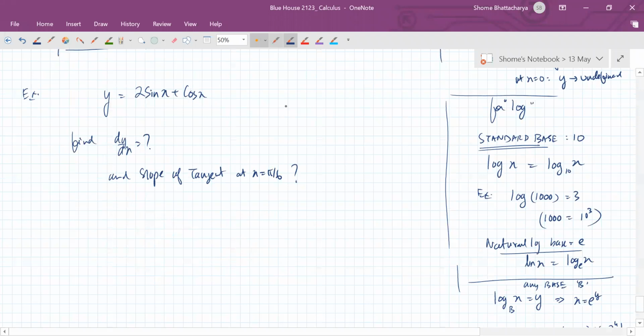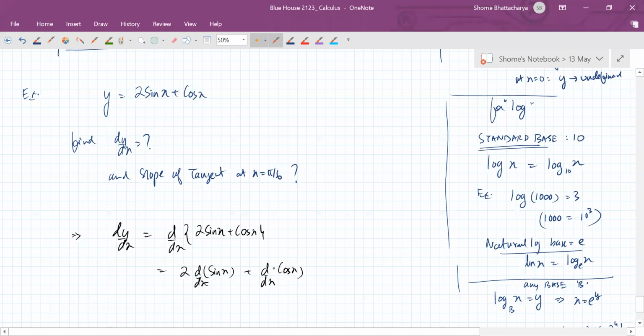So here, it will become the differentiation of 2 sin x plus cos x. For this, we'll use the same properties that we'd seen earlier for algebraic functions. Differentiation of the first term, that is 2 sin x, the 2 comes outside, plus differentiation of the second term, which is cos x. Now we use the formula. We know that the differentiation of sin x is cos x and the differentiation of cos x is minus sin x. So this becomes the derivative of the given function.